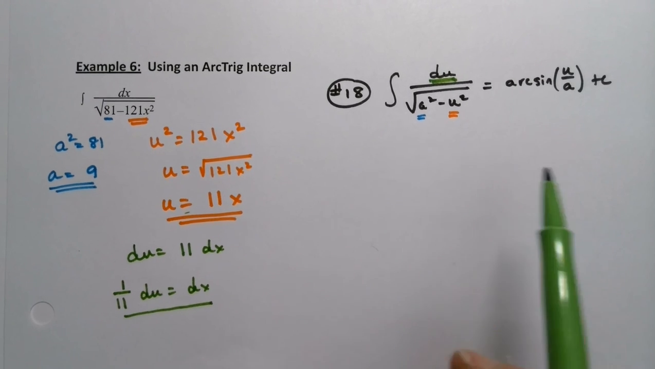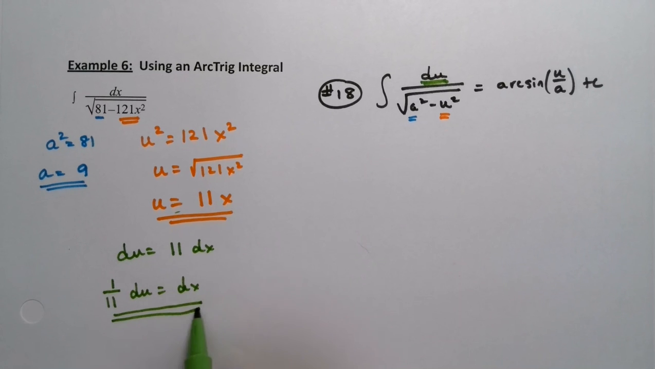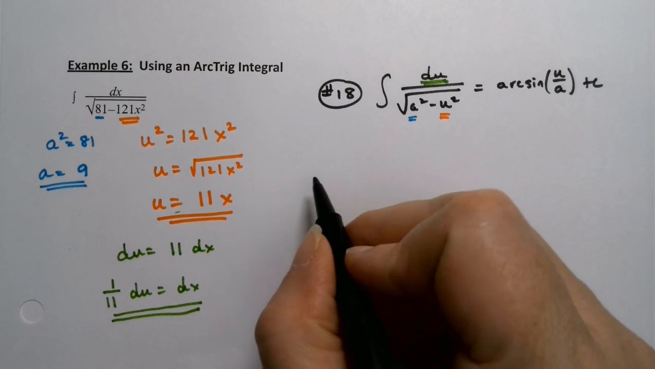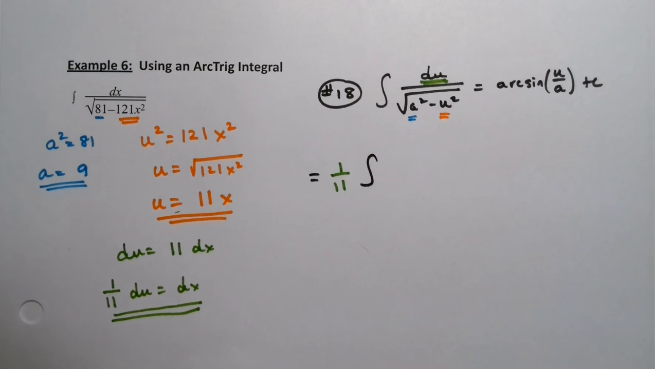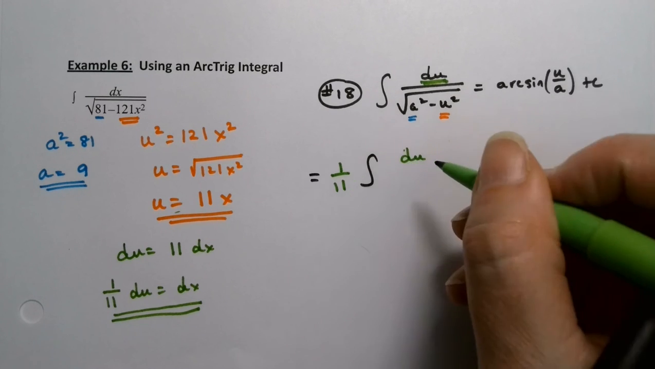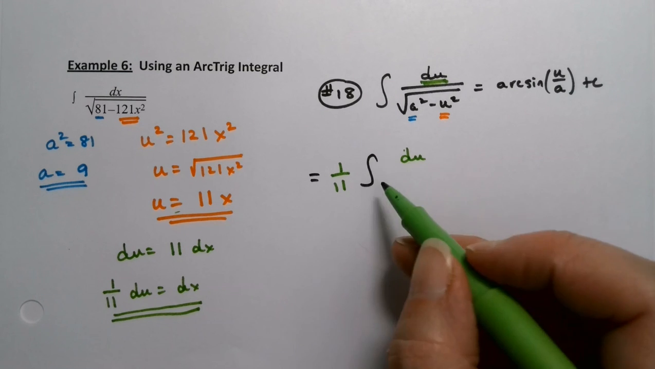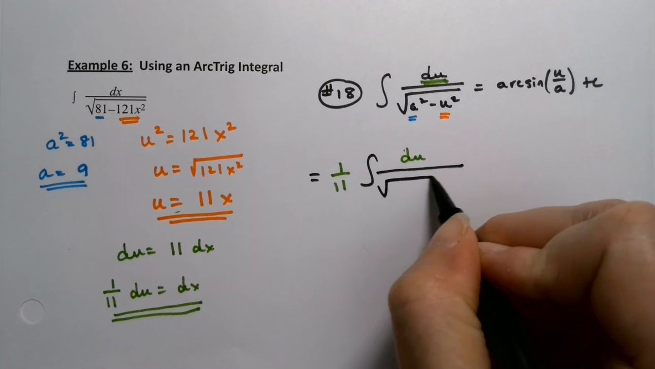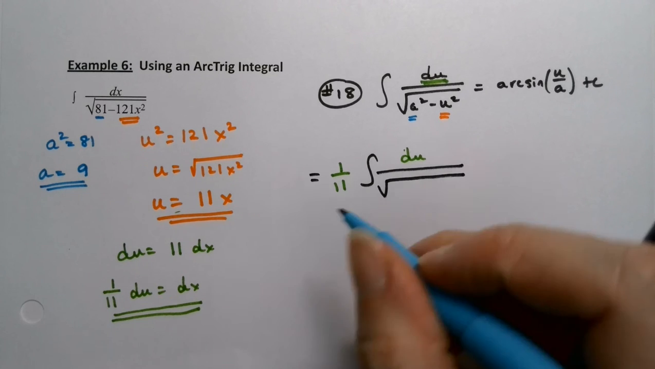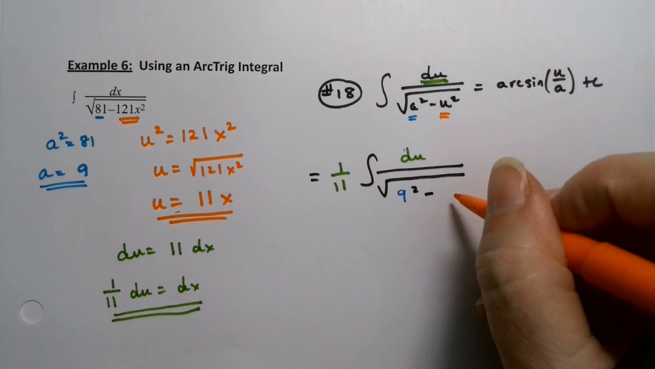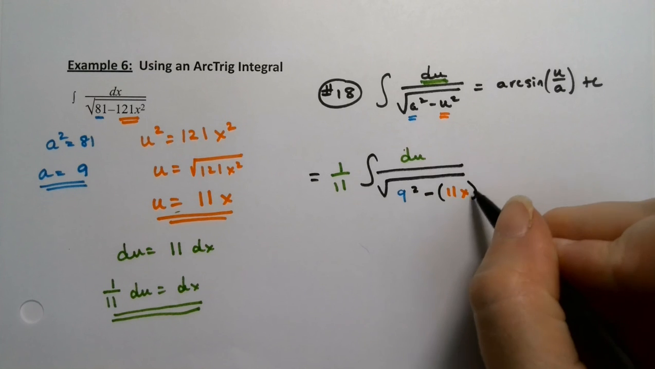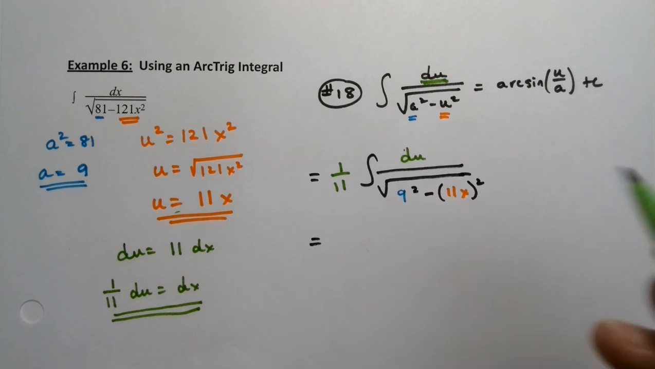And then I'm basically going to substitute into the formula, right? So I've got the pieces that I need. So I am taking the integral of, so using rule number 18, I'm taking the integral 1 over 11 integral du. Now, if you want, you could put the 1 over 11 here, but it's just going to pull it out in front in a second anyway, so it doesn't really matter. Over the square root of 9 squared minus 11x squared. And according to our formula, that's going to be 1 over 11 arc sine.